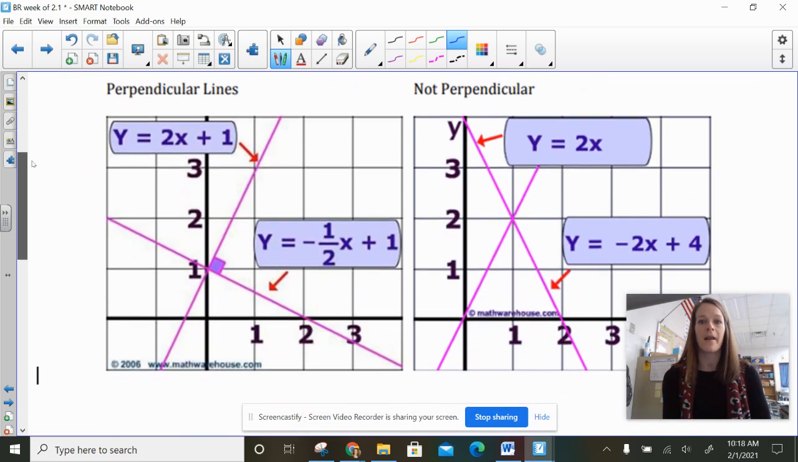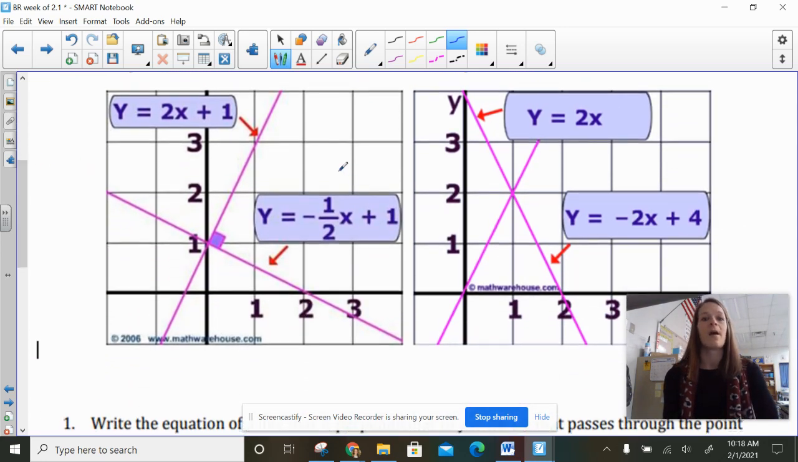All right, so just taking a look at these two pictures. Focusing on the slope here. So I have right here a positive 2, and I have right here a negative 1/2. They are opposites, and they are reciprocals, meaning they are flipped. So these are truly perpendicular because they cross at a 90-degree angle.